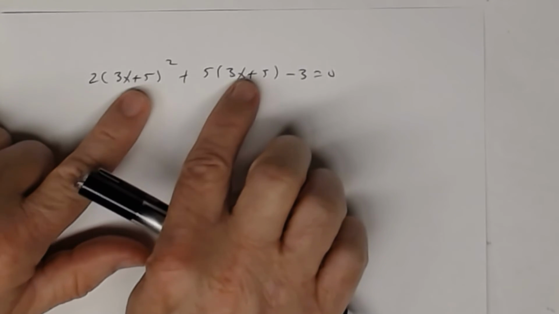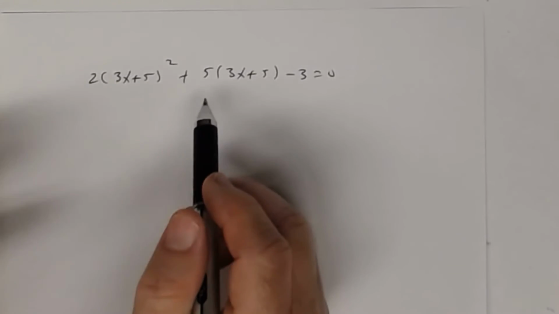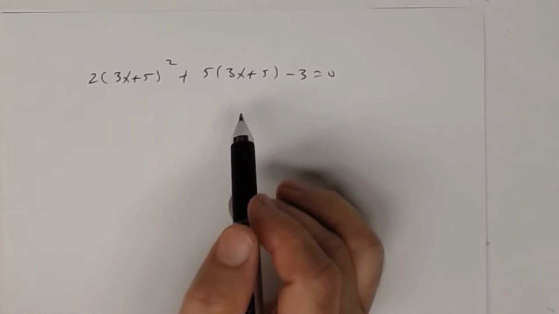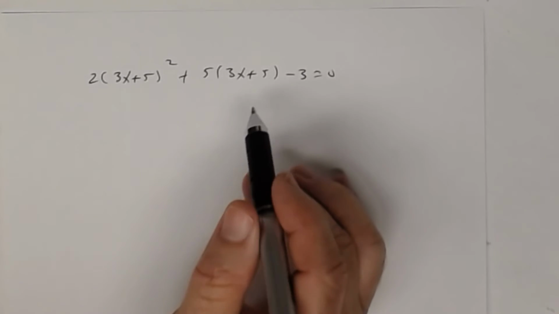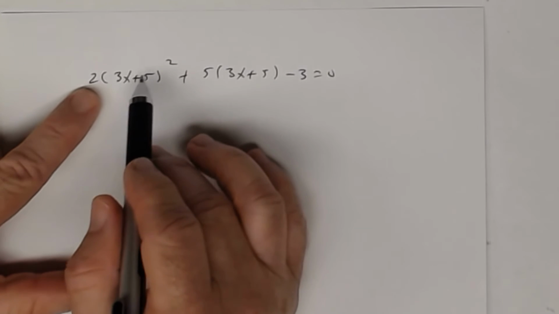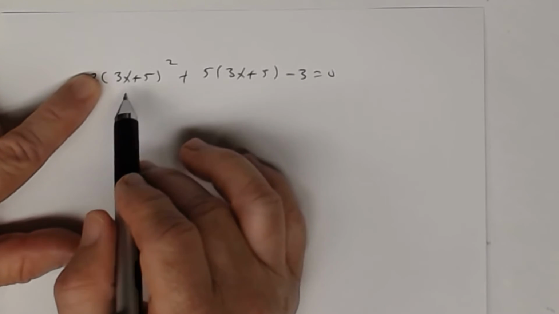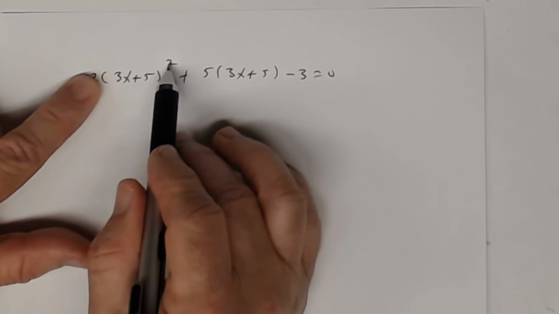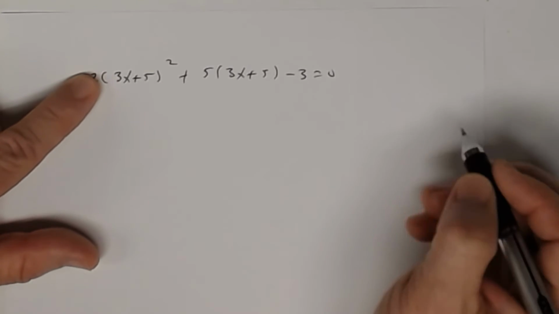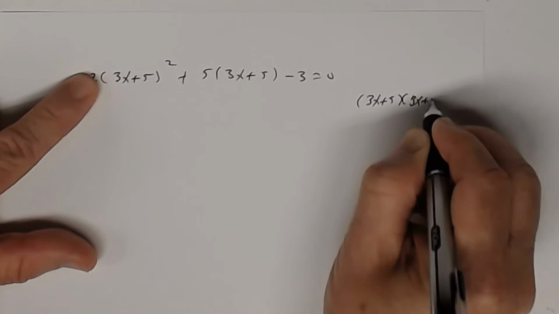Doing it with substitution makes it easier, but here's the other way. Suppose you forgot about substitution, forgot you had learned that. Then all you have to do is do it the long way. You have to recognize that you've got to square first, remember order of operations. So you have to square this binomial. I'm going to figure out what 3x plus 5 times itself is.